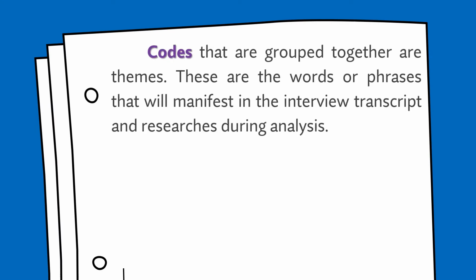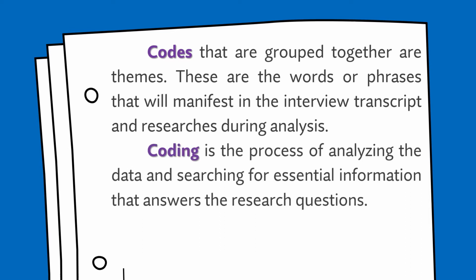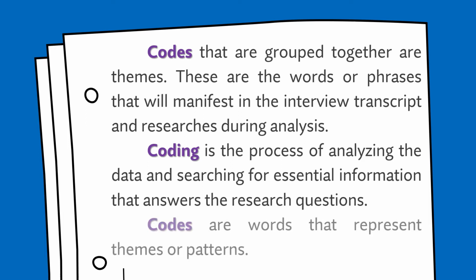Codes that are grouped together are called themes. These are the words or phrases that will manifest in the interview transcript and researches during analysis. Coding, on the other hand, is a process of analyzing the data and searching for essential information that answers the research questions. According to Farber of 2006, this is a process of filtering the data in which these essential words are marked, labeled, or coded.